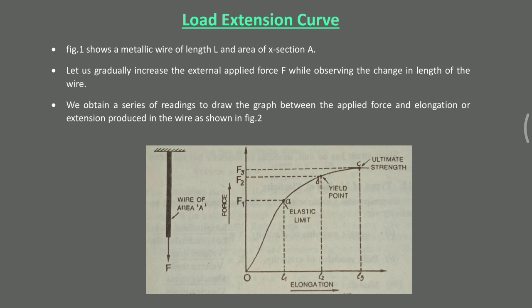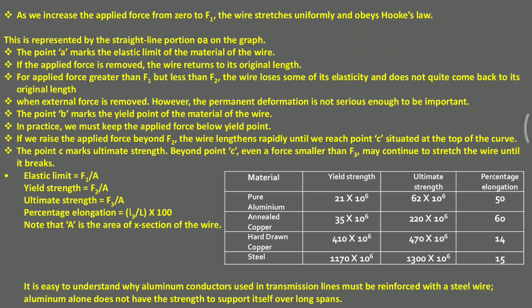Beyond the point C, even a small force applied may continue to stretch the wire until it breaks. In other words, if F1 is the force, L1 is the length, and A is called its elastic limit, the elastic limit is given by F1 divided by A. When the force is F2, the length is L2, and B is called the yield point, and yield strength is given by F2 divided by A. If F3 is the force, L3 is the length, and C is called the ultimate strength, the ultimate strength is given by F3 divided by A. And the percentage elongation of the wire is given by L3 divided by L into 100.